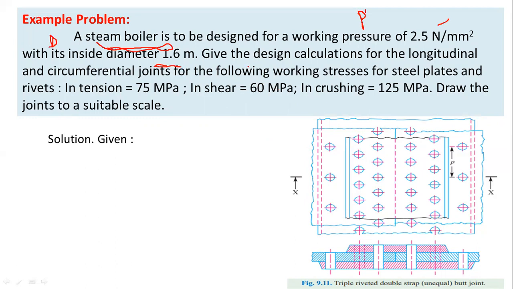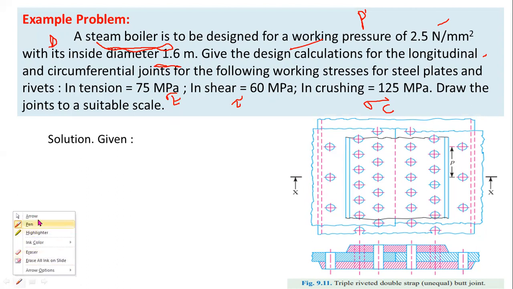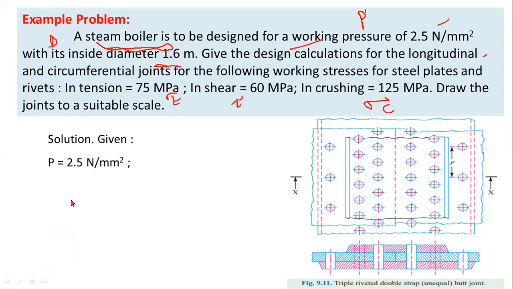And the design calculations for longitudinal and circumferential joints. You have to design longitudinal and circumferential joints. Here, these are the stresses: sigma T, the tensile stress, tau, the shear stress, and sigma C, the crushing stress. So these are the given values.